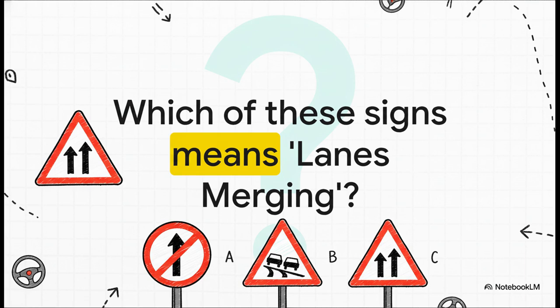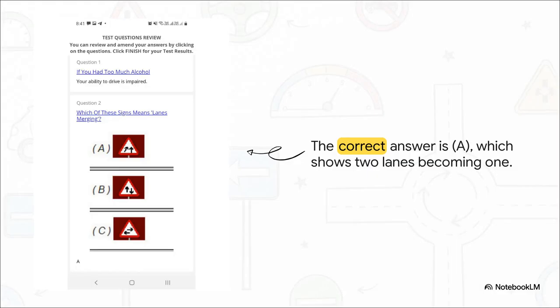Have a look at these 3 signs. Which one of these is telling you that lanes are merging ahead? Take a guess. A, B, or C? And the correct answer is A.